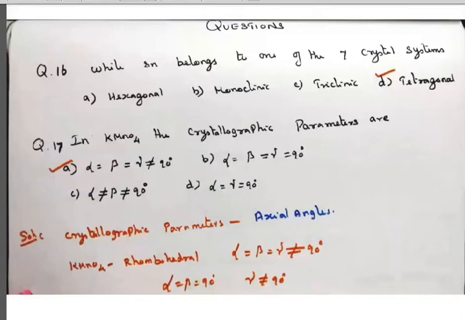Come back to the next session, students. Let us see the next question, number 16. Sn means tin. While tin belongs to one of the 7 crystal systems, the options are hexagonal, monoclinic, triclinic, tetragonal.